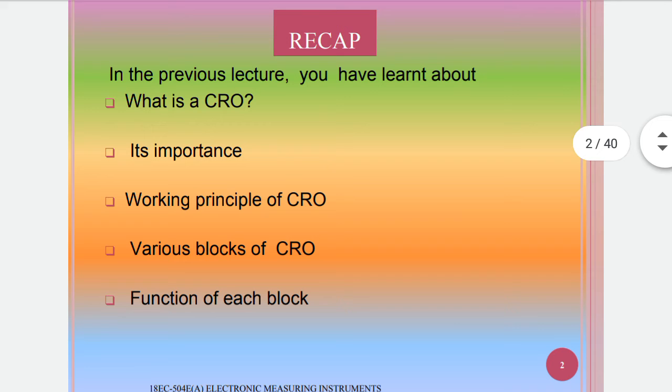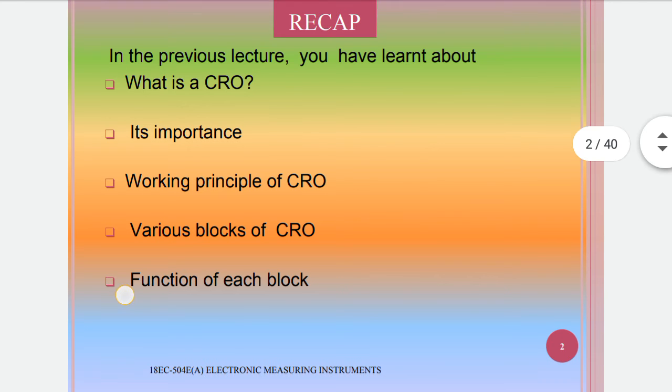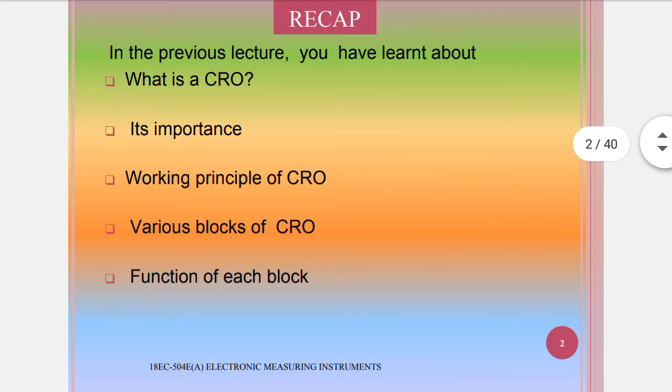In the last class, you have learnt about what is a CRO and its importance, working principle of CRO, various blocks of CRO, and function of each block. First of all, I will give the overview of the last class. CRO is nothing but cathode ray oscilloscope. The heart of CRO is CRT.